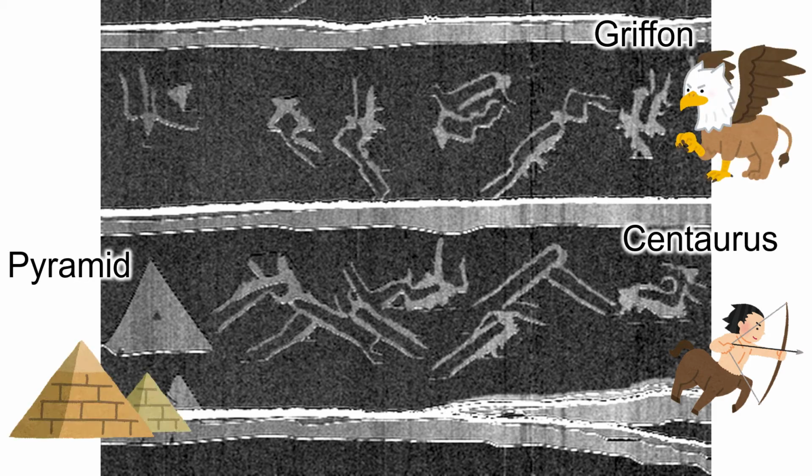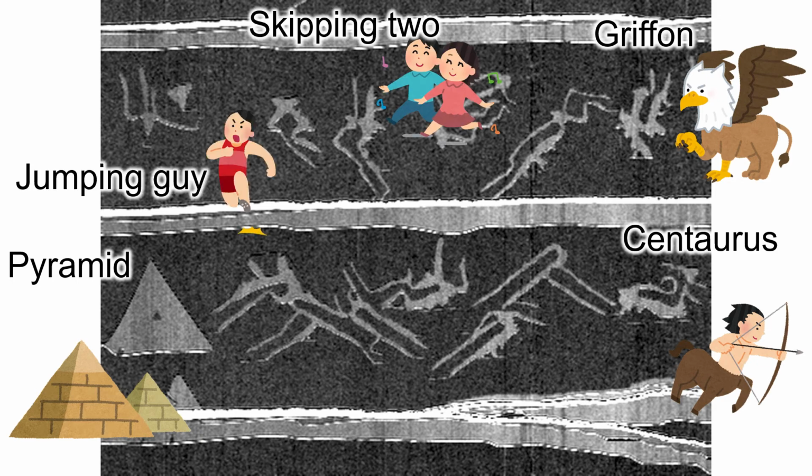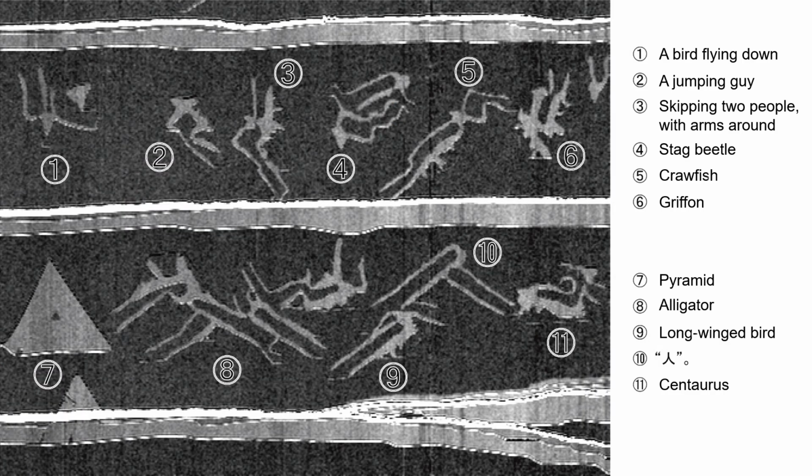By the way, what does this look like? Centaurus? Griffin? Pyramid? Skipping 2 people? A jumping guy? Hieroglyph in ancient Egypt? No. It's graphene.